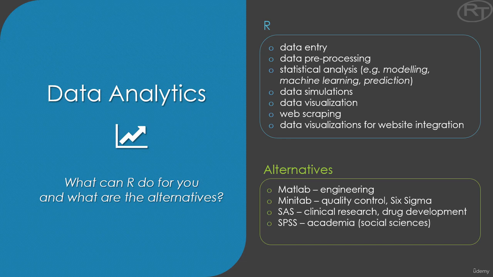SPSS is widely used in academia, especially in the social sciences, but R is gaining terrain quickly here. Basically, if you are looking for a career in academia, chances are you will have to transfer from SPSS to R at some point. Of course, Excel has some overlap with R. Data entry is much easier in Excel and quick visualizations might be easier in Excel as well. In general, when you are working in data analytics, there is no way around Excel.